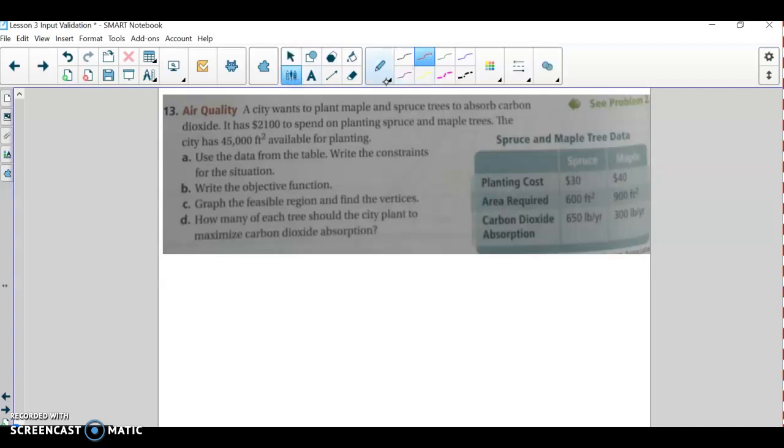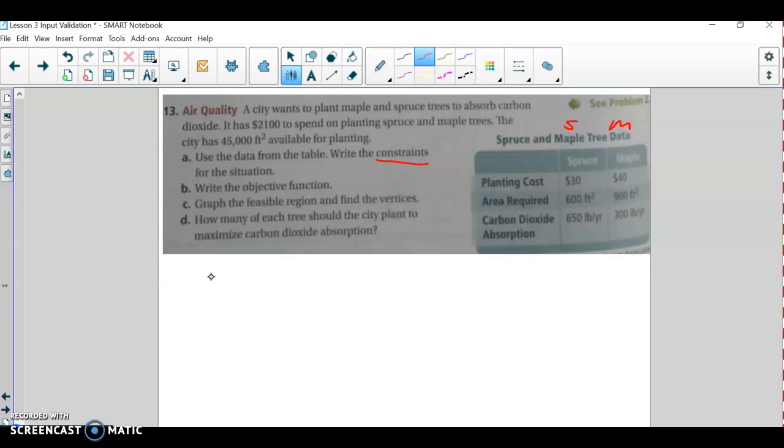Alright, this video is covering number 13 from 3.4 day 2, and hopefully I had a chance to try it. The tricky part is you've got to write the constraints, which is just a system of inequalities. So I guess the first thing we should say is our two variables are how many spruce trees we're going to make and how many maple trees.